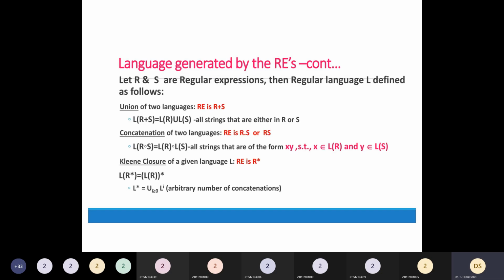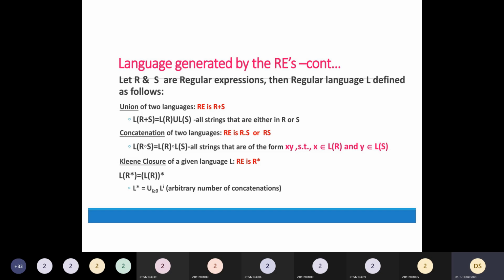And then next one, here the combination of more than one regular expression. See here, R and S are the regular expressions. Then the regular language L is defined as follows. For example, here we are using the first operator of our regular expression, that is union. For union we are using the operator plus. So the regular expression is R plus S. R is the first regular expression and S is the second regular expression. Here we are going to perform the union operation on both the regular expressions R and S.